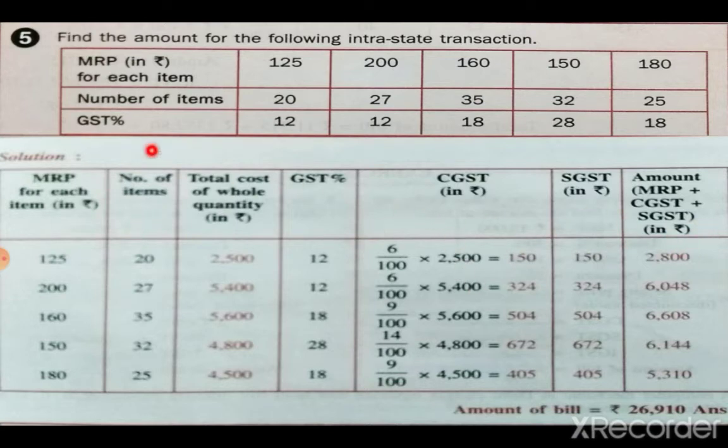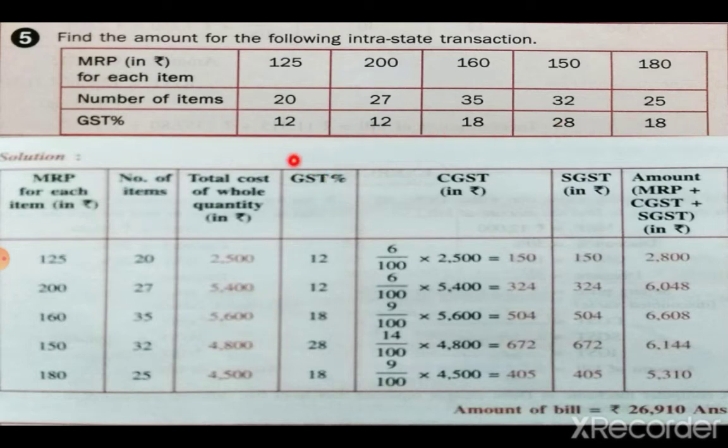Now MRP, you will write this line, number of item, you will write this line. After that, total cost I will tell you all. Total cost, to find total cost you will do 125 into 20, so that will give 2500. Same 200 into 27, 5400. 160 into 35, 5600. 150 into 32, 4800. 180 into 25, 4500. You will multiply this all and write the total cost of whole quantity in rupees here. Then you will make the column of GST.